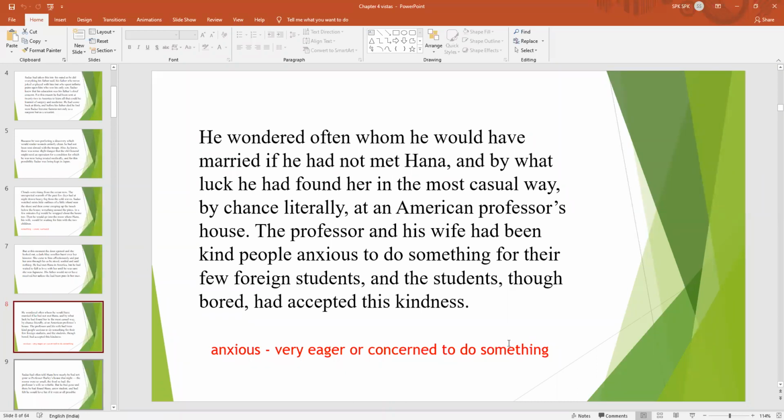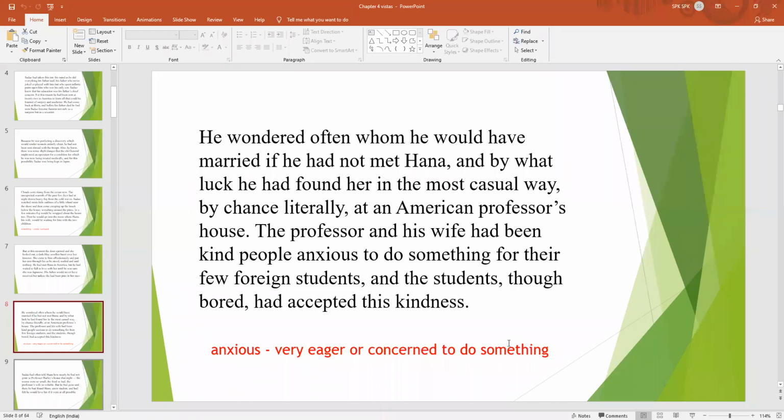The professor and his wife had been kind people, anxious to do something for their few foreign students, and Sudhir, though reluctant, had accepted this kindness. This professor and his wife were kind people, and they were keen to help the foreign students. So he was glad that he had accepted the kindness.